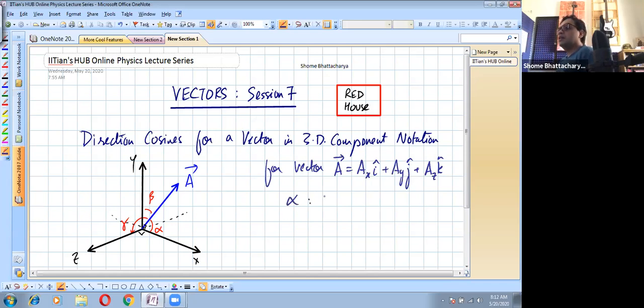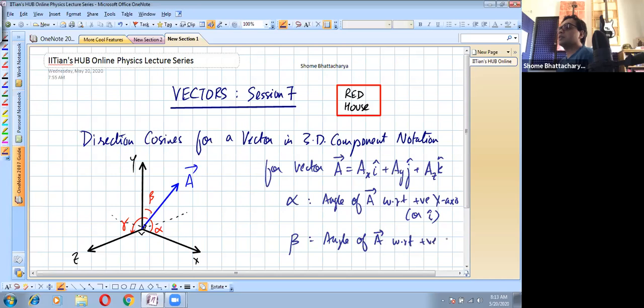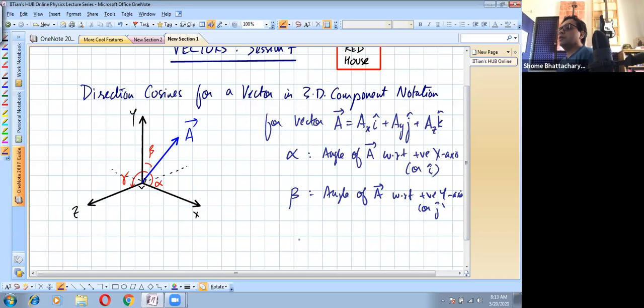Alpha is the angle of the vector A with respect to the positive x-axis, or you can simply say with respect to i cap, because the unit vector along the positive x-axis is i cap. Similarly, we use the symbol beta to express the angle of A with respect to the positive y-axis, or j cap. And similarly, we use the symbol gamma to express the angle of vector A with respect to the z-axis.